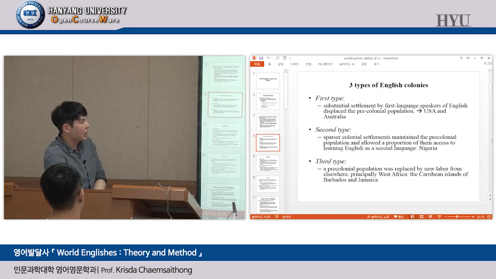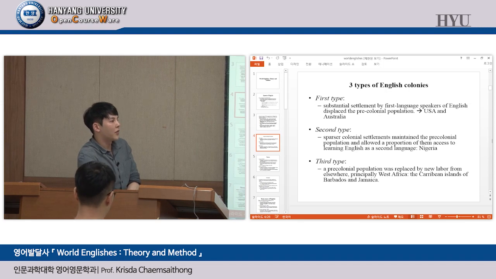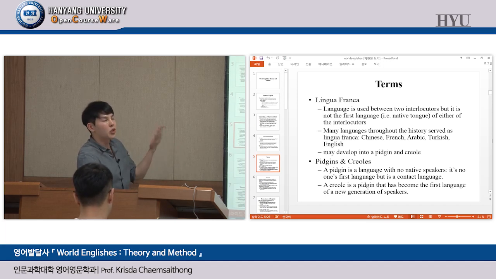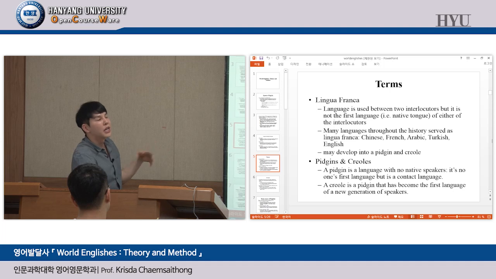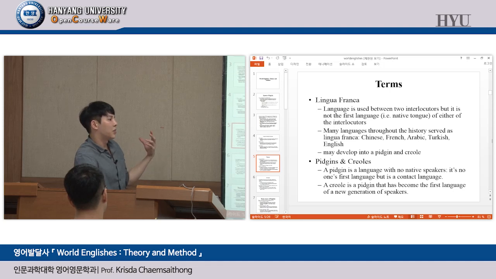This is especially important in the third type of colonies, right? When you have, in the Caribbean island of Barbados and Jamaica, for example, slaves from Africa could not speak English at that time, so they had to come up with some kind of pidgin, simplified English, in order to communicate with their master, right? And so later generations of slaves will adopt that, and then the pidgin becomes a Creole at that point.